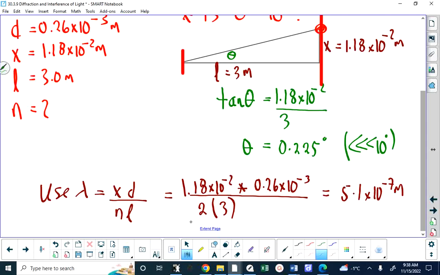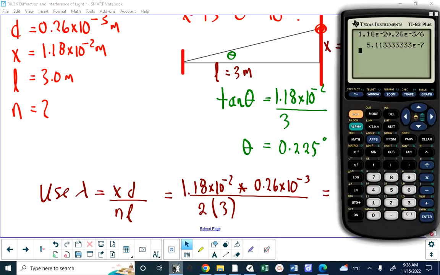Let's look at what happens if I use the other formula, lambda equals d sine theta over n. Well, d is 0.26 times 10 to the negative 3, times the sine of that angle that I stored, divided by n, which is 2. Look at the answer I get. It's very, very close to the answer that the shabby formula gave me. Would you agree? And certainly to 2 or 3 digits, it's going to be the same. Are you with me?